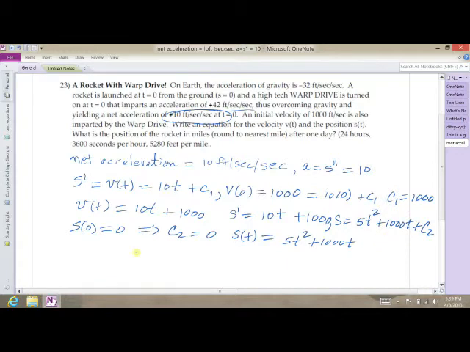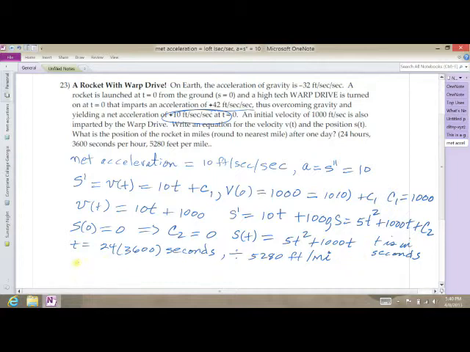And to answer the final question, we want the final position in miles after 1 day. Well, t is in seconds, so we need to figure out how many seconds in a day. So t would be 24 hours in a day times 3,600 seconds in an hour. So this would be the number of seconds we need to put into the equation. And then we need to divide by 5,280 feet per mile to give us the distance in miles.